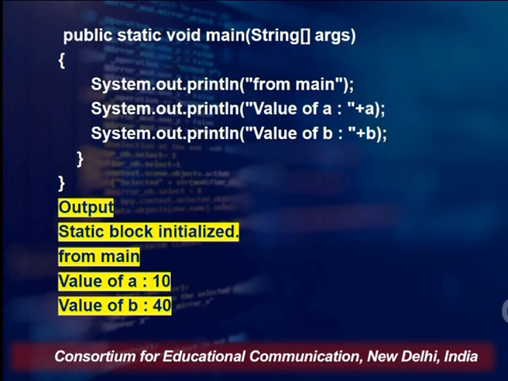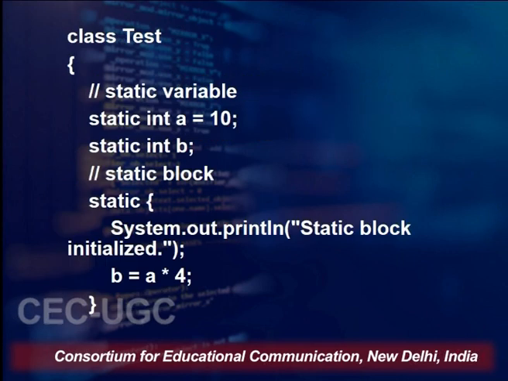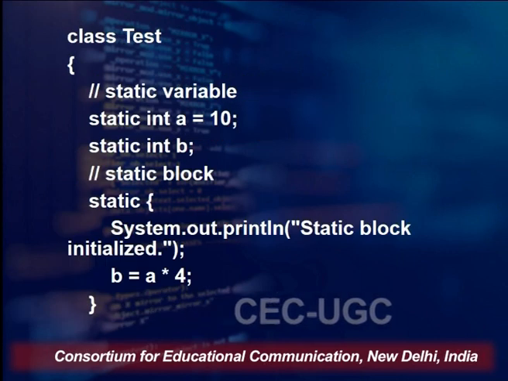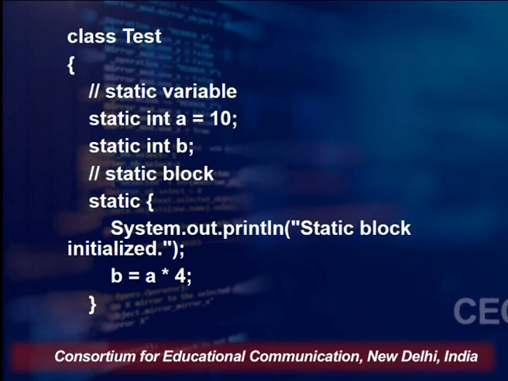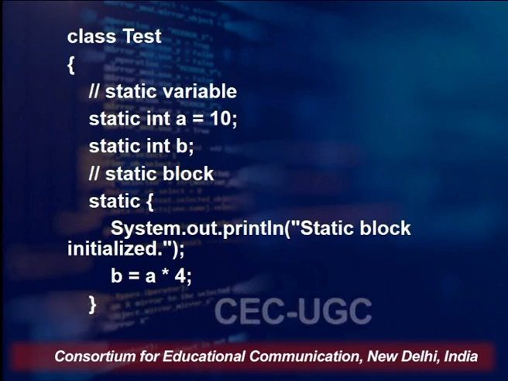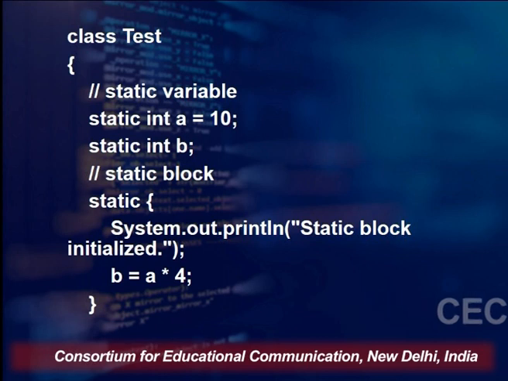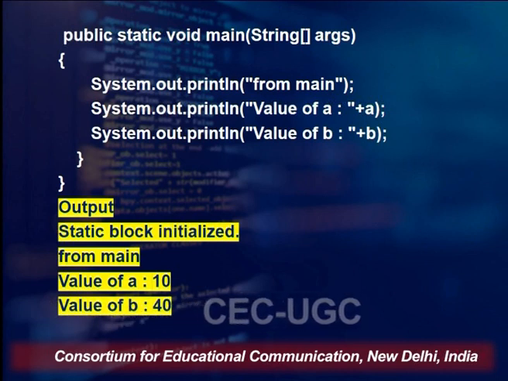So once the class is loaded, the static block is initialized, and hence we have that statement printed as static block initialized. After that the main method is executed, and the values of a and b are both printed. So this program gives us an idea about the static block. Static methods and static variables are very common to programmers of other languages also, but the static block is something to be learned once more.